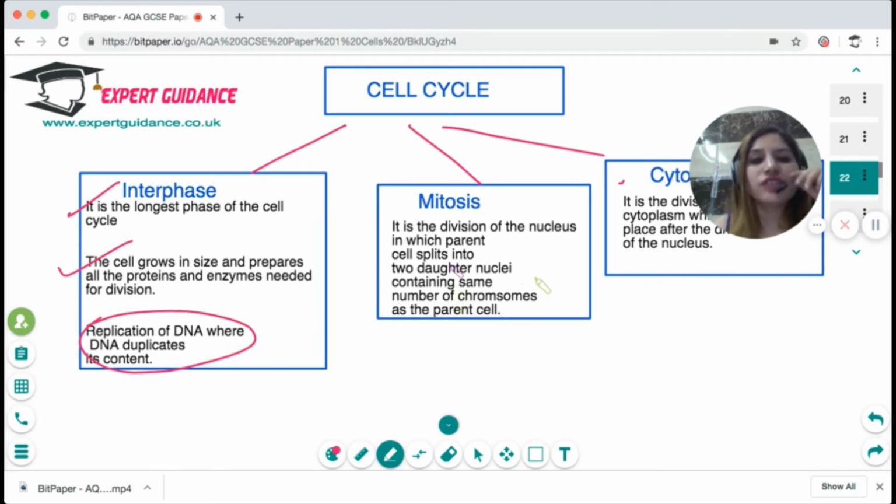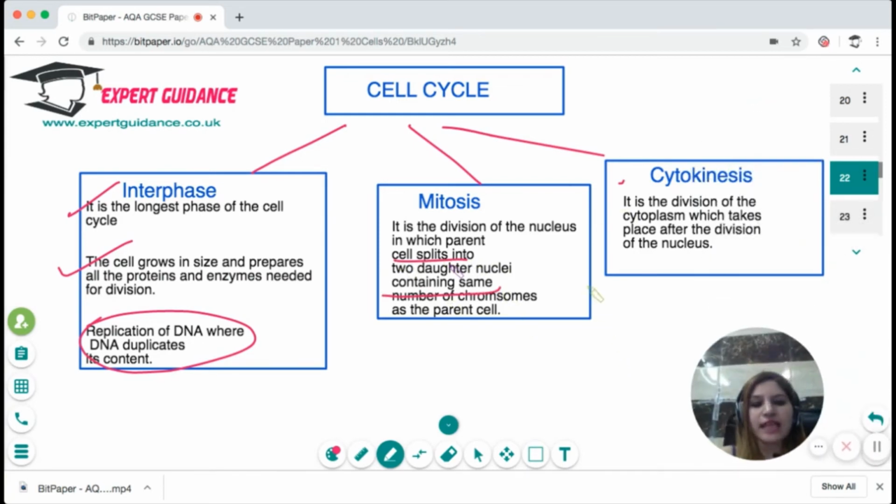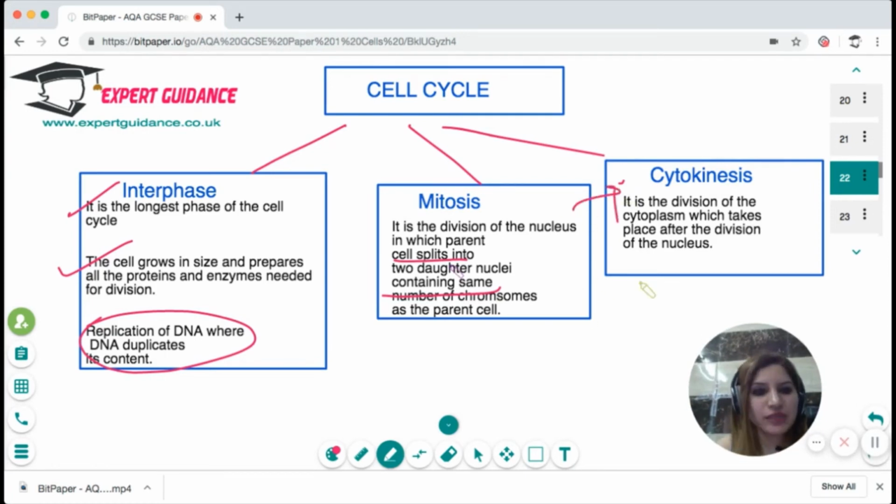Mitosis is the division of the nucleus, in which the parent cell splits into 2 daughter nuclei, which contain exactly the same number of chromosomes as the parent cell, so the daughter cells are genetically identical. And next is cytokinesis. It is the division of the cytoplasm, which takes place after the division of the nucleus.